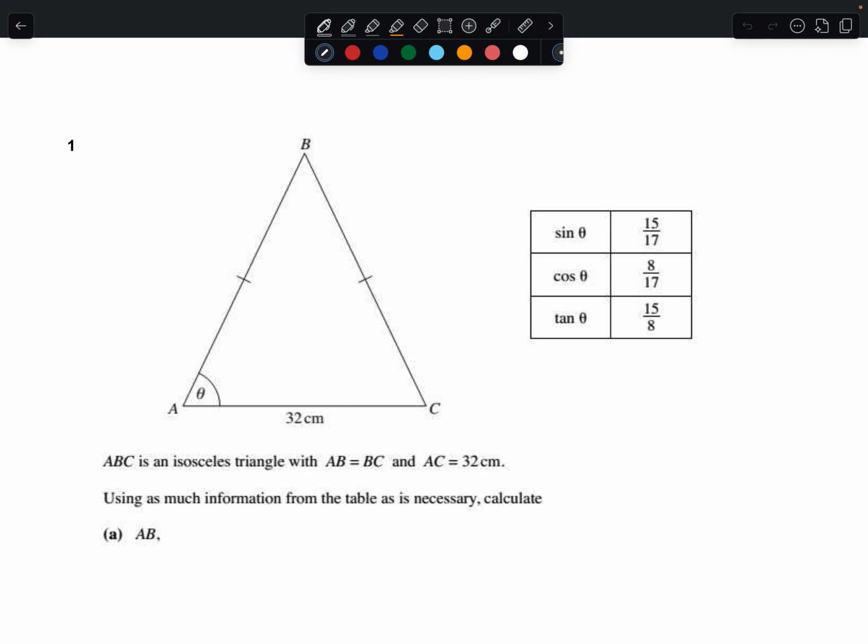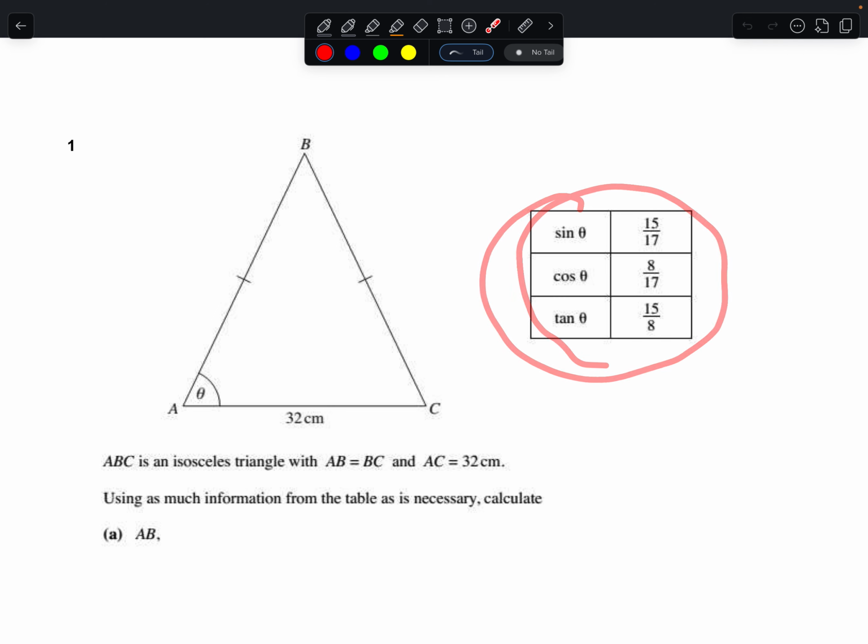A lot of you had confusion in how to do these trig questions that are in P1 where the calculator is not allowed, so please have a look. Let's have a look. What he usually does is he gives you some values for sine theta, cos theta, tan theta, and then he expects you to solve the question.